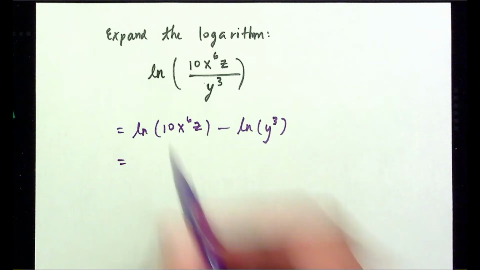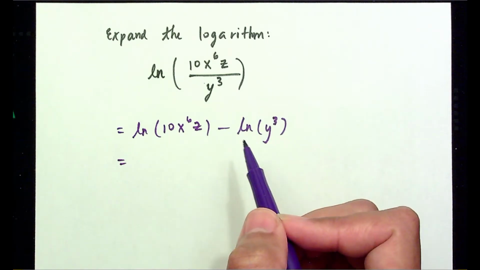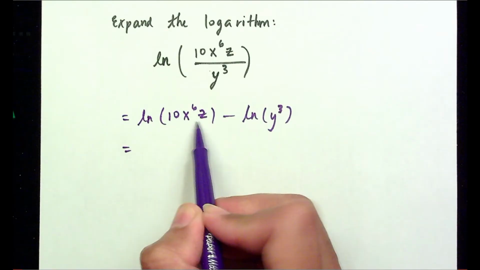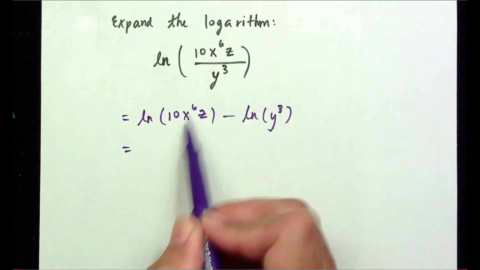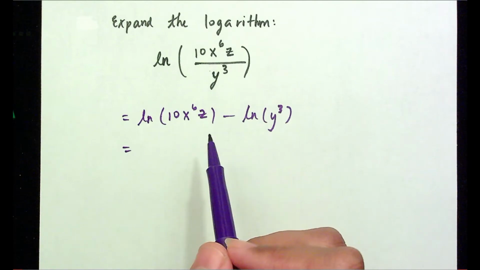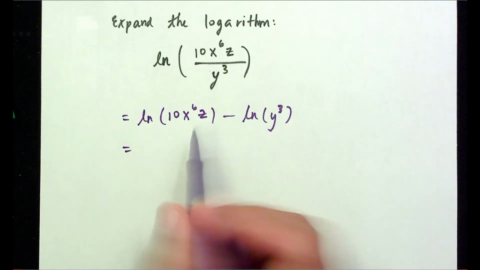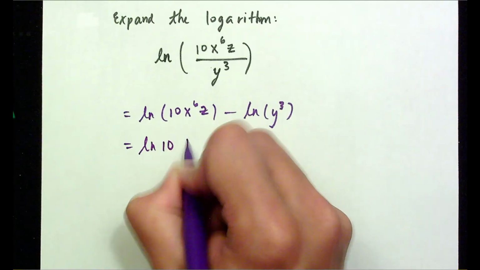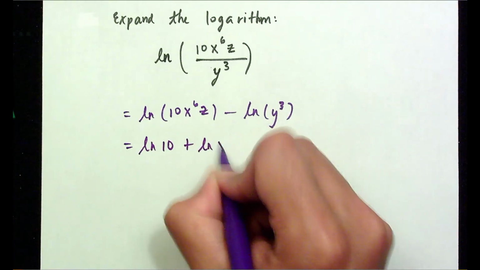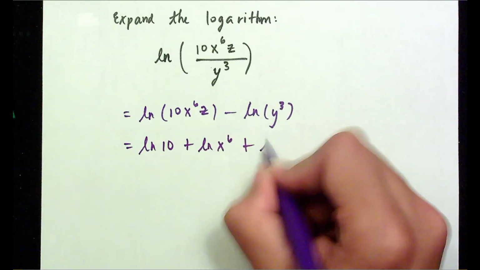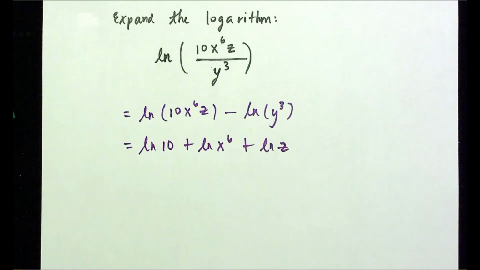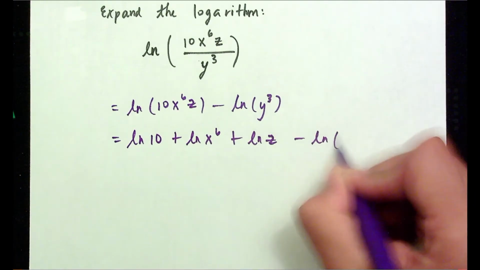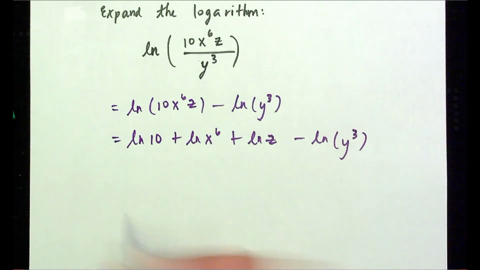Next, whenever we have products inside a logarithm, that becomes the sum of the logarithms. And I have actually two products here, 10 times x to the 6 times z. So we're going to split all of these up into sums of logarithms. So this would be ln of 10 plus ln of x to the 6 plus ln of z minus ln of y cubed.